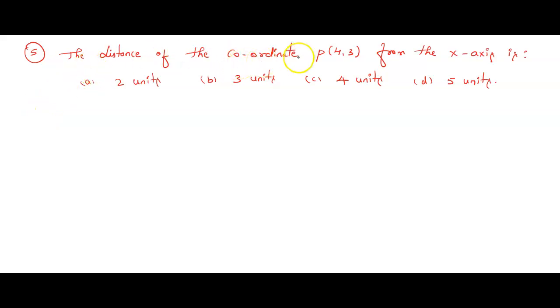The distance of the coordinate P of 4, 3 from the x-axis is: A, 2 units; B, 3 units; C, 4 units; D, 5 units. As soon as most of you see this question, I definitely can tell you that your concentration will go towards this.